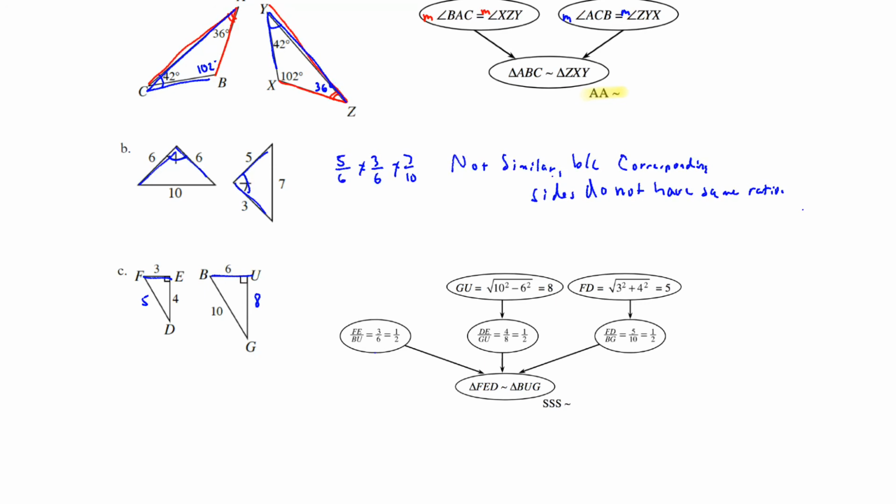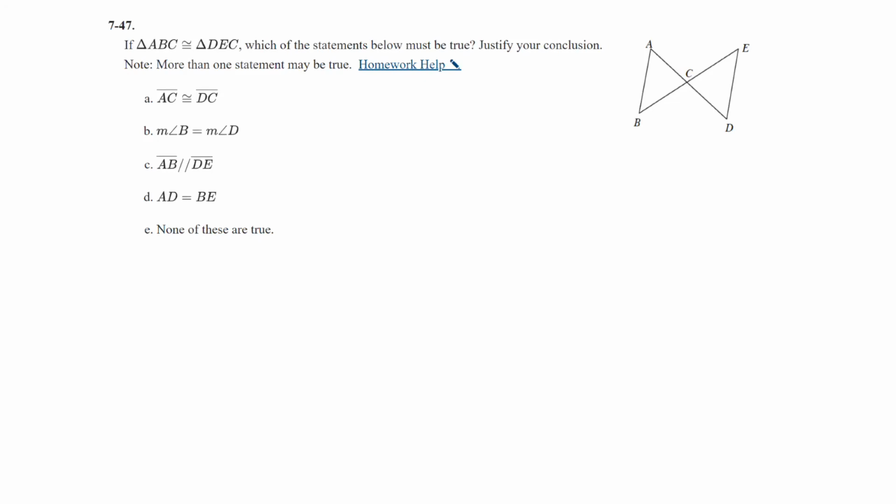So that proves that triangle FED is similar to triangle BUG using side similarity. Question 47, if triangle ABC is congruent to triangle DEC, which of the statements below must be true and justify your conclusion? More than one statement may be true.